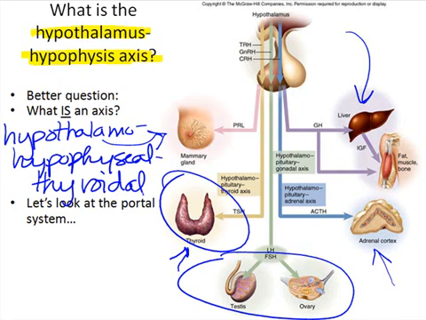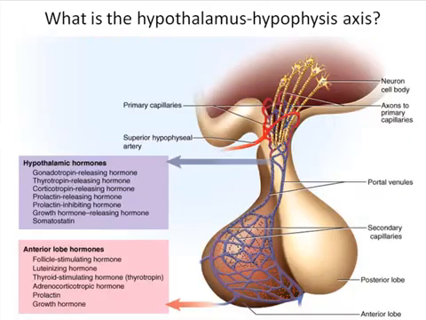Now, I want to focus in for a second on the anterior pituitary and look more specifically at how exactly it is that the hypothalamus communicates with the anterior pituitary. And remember again, the anterior pituitary is made up of epithelial tissue. So even though it's in the brain, it has a completely different type of tissue from which it's derived.